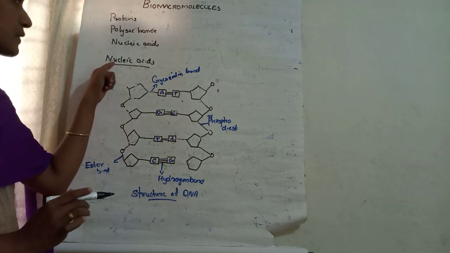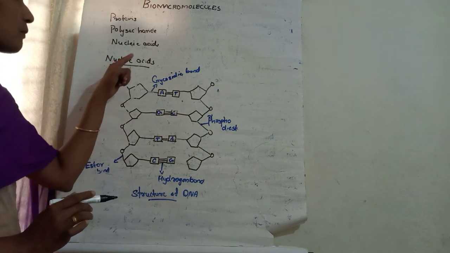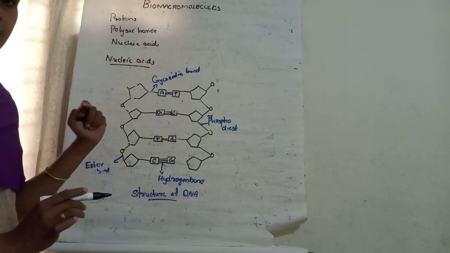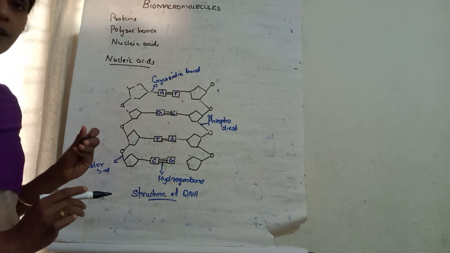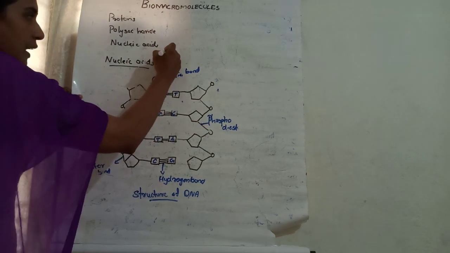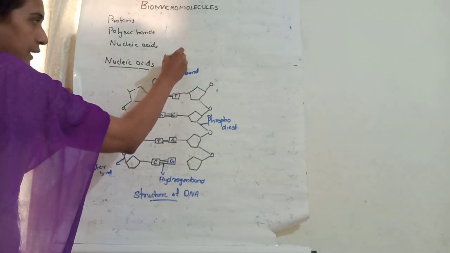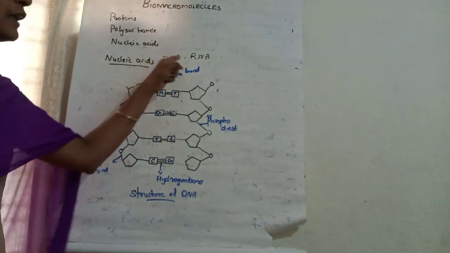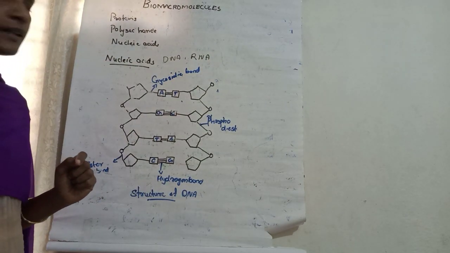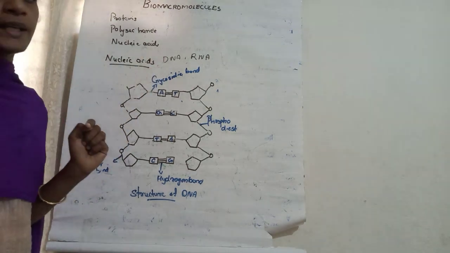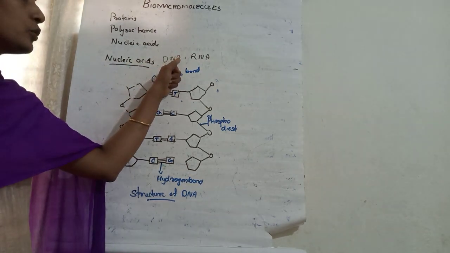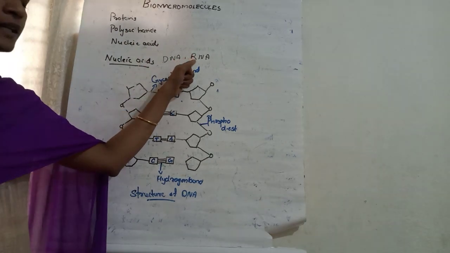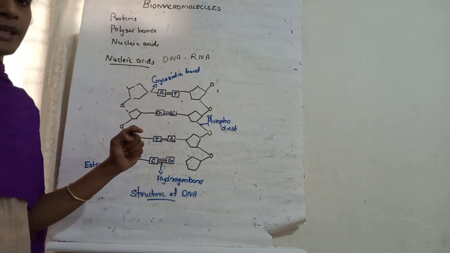Okay, and first is nucleic acid. The first biomacromolecule is nucleic acid. What is a nucleic acid? Nucleic acid is a genetic material. There are two types of nucleic acid, DNA and RNA. I think you are familiar with DNA and RNA. They are considered nucleic acids. DNA is deoxyribonucleic acid. RNA is ribonucleic acid.